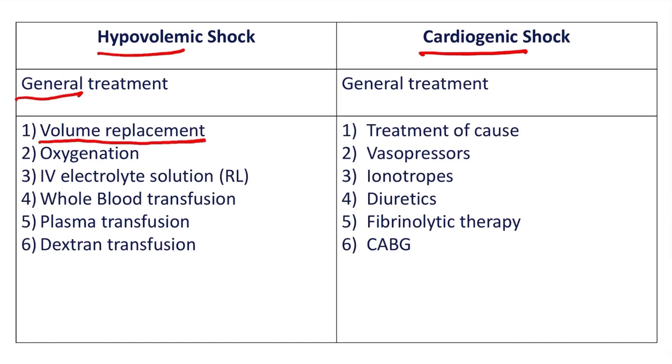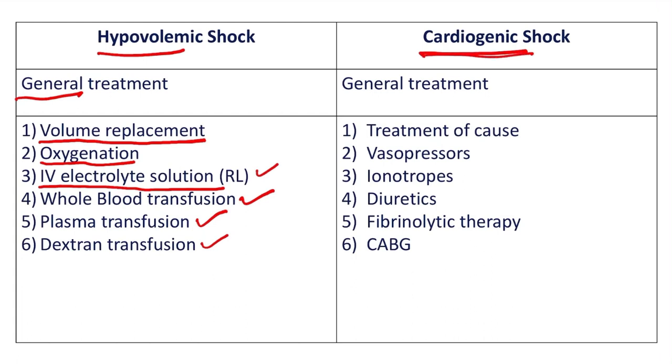If there is a loss of fluid, we can give Ringer's lactate solution by IV infusion, and if there is a loss of blood, in that case we can give whole blood transfusion, plasma transfusion, dextran transfusion can also be given, and oxygenation can be given. Then for fluid loss we can give intravenous electrolyte solution, that is Ringer's lactate solution. So this is the main treatment line for hypovolemic shock.